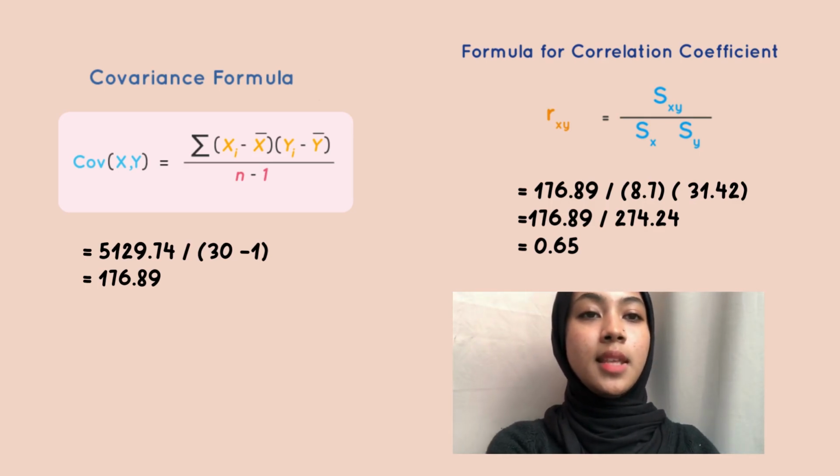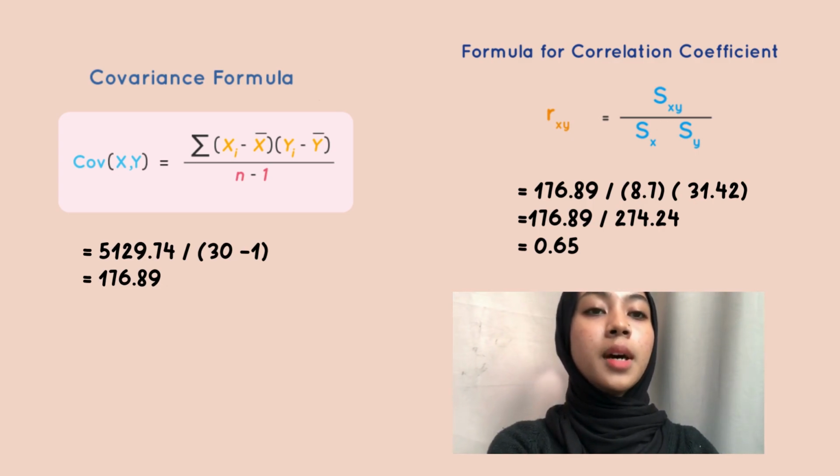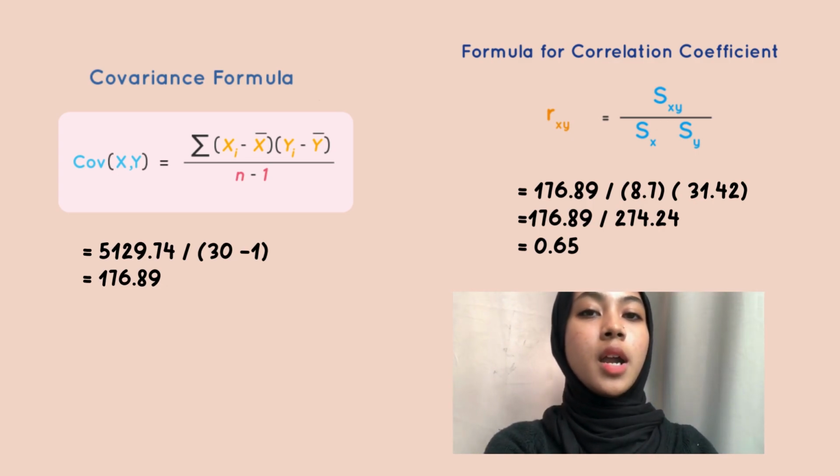For the correlation coefficient, we use the formula Rxy equals Sxy divided by the standard deviation of e-commerce times the standard deviation of the number of visits. So Rxy equals 0.65, which shows that the relationship is weak.